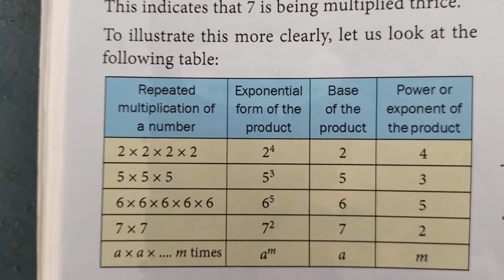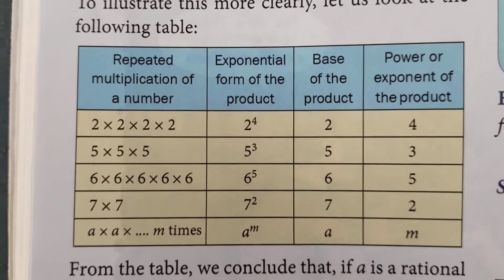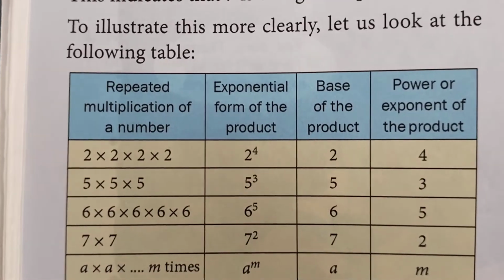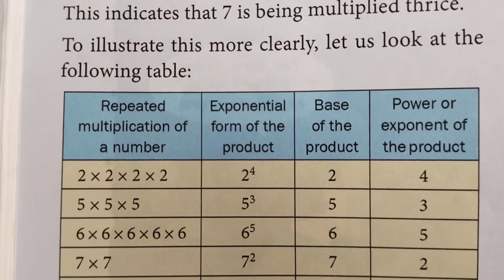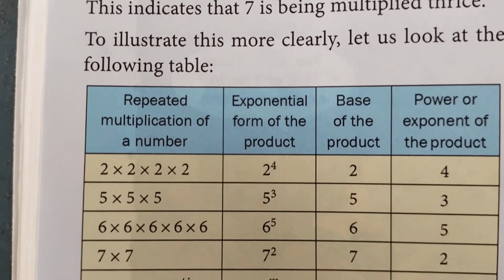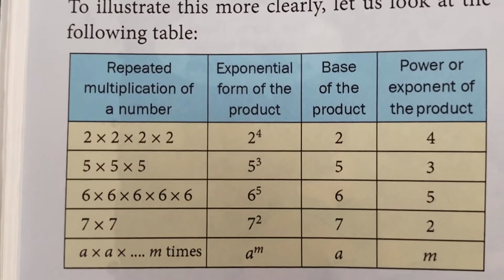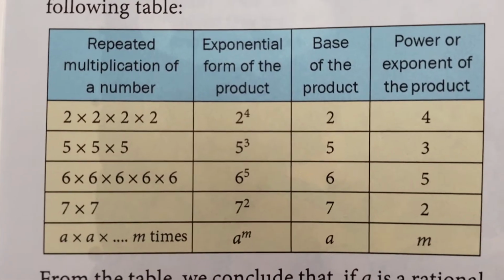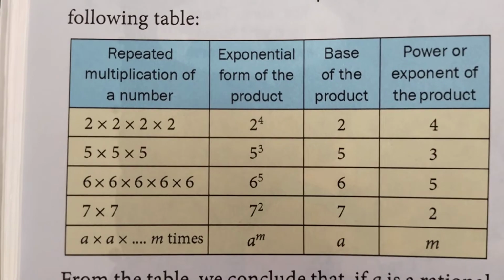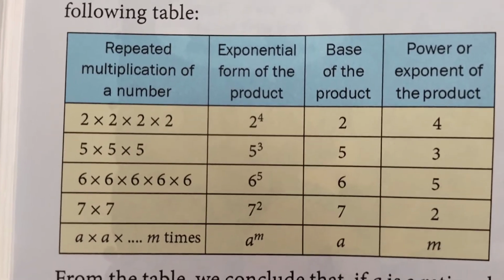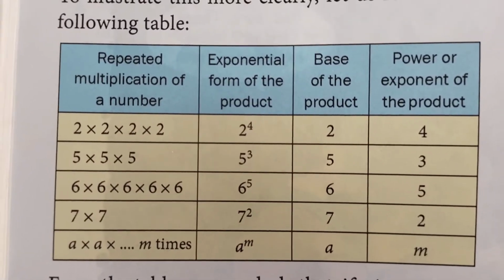To illustrate this more clearly, let us look at the following table: repeated multiplication of numbers. Here you see 2 into 2 into 2 into 2, 4 times. So 2 to the power 4 is the exponential form of the product. The base of the product is 2, and the power or exponent is 4. Similarly 5 into 5 into 5 is 5 to the power 3. 5 is the base, 3 is the exponent.